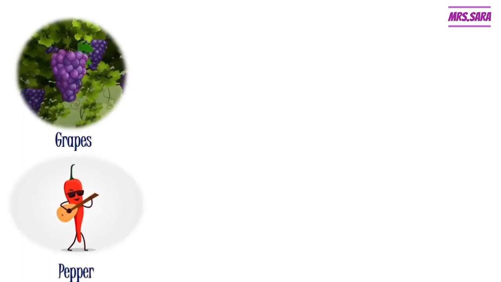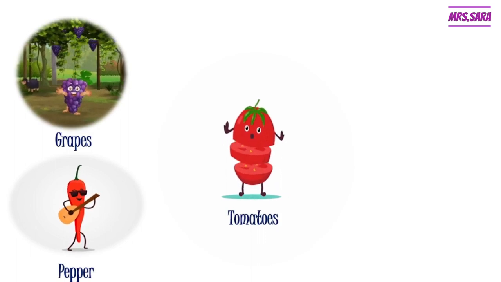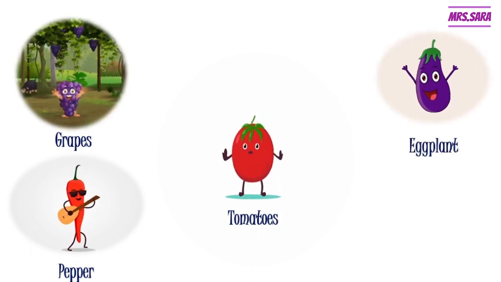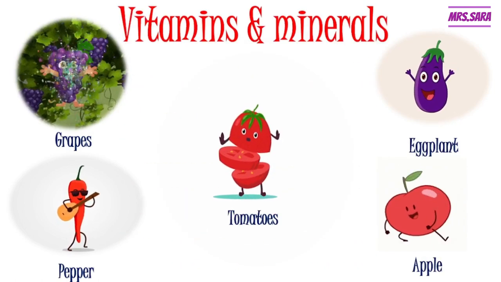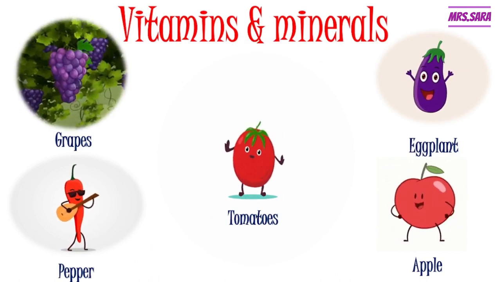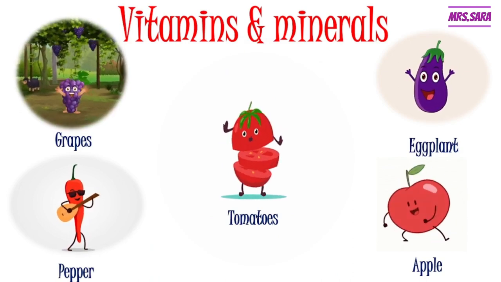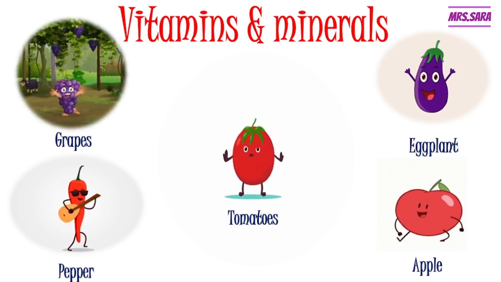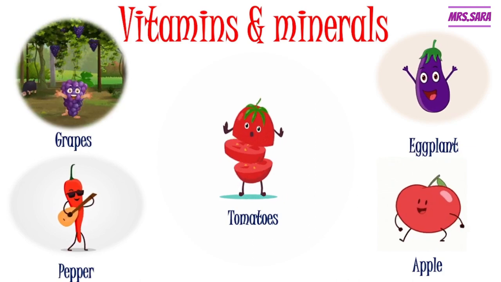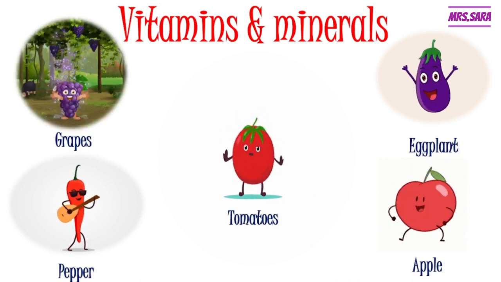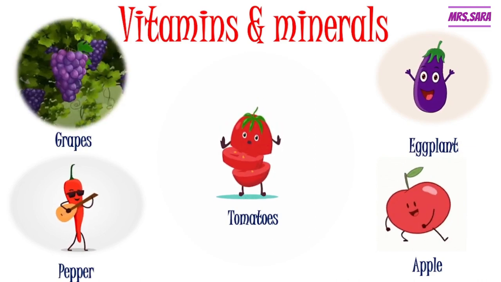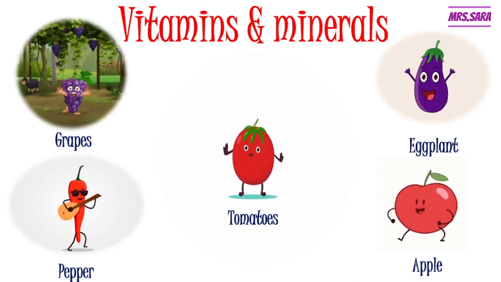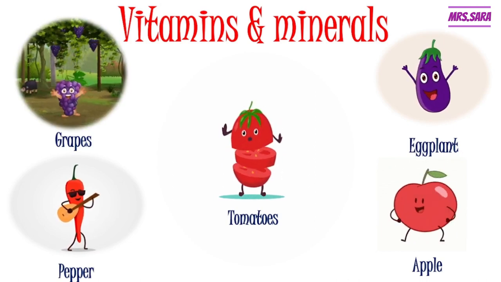What can you see here, Primary 2? Grapes, super. And what can you see here? Pepper, super. And what can you see here? Tomato. And what can you see here? Eggplant. And the last one is apple, super. Those are vitamins and minerals. This is the group of vitamins and minerals. Repeat after me. Vitamins and minerals. Vitamins and minerals, super. So fruits and vegetables contain vitamins and minerals. Vitamins and minerals are very important nutrients in our body that fruits and vegetables contain.